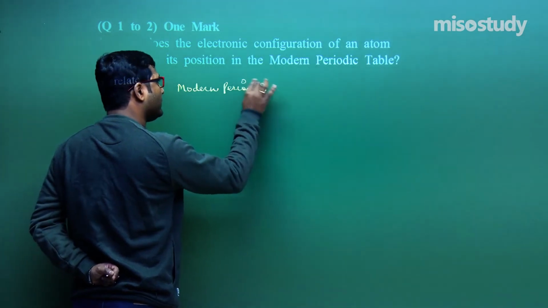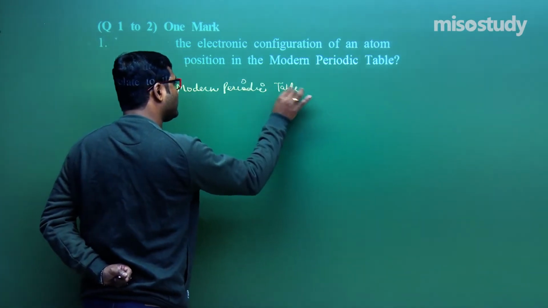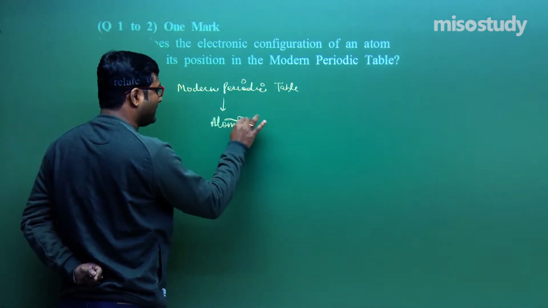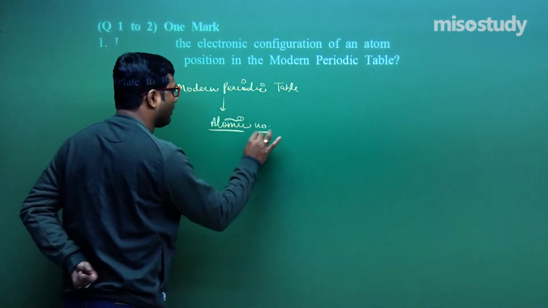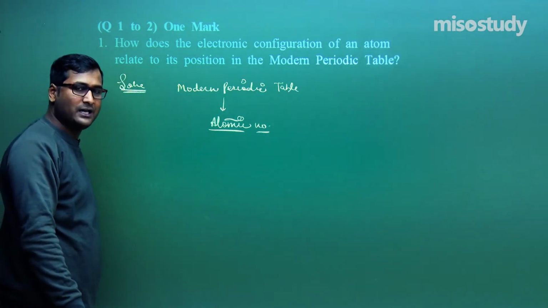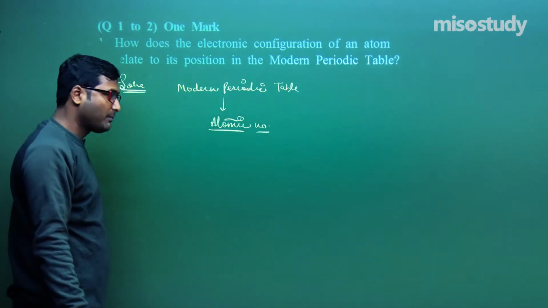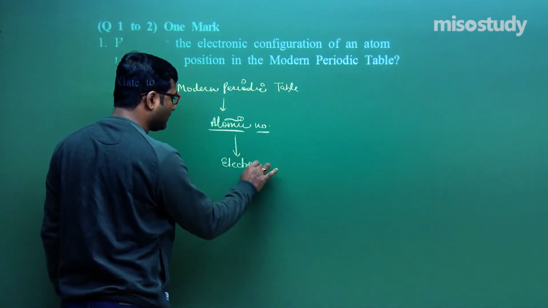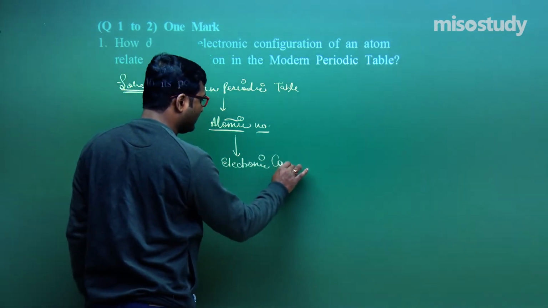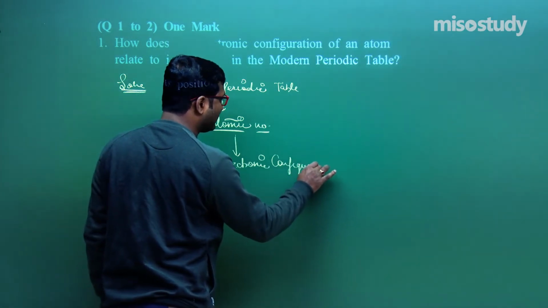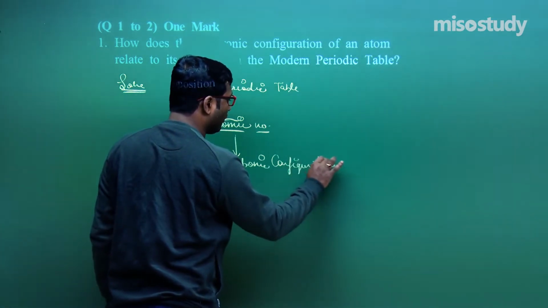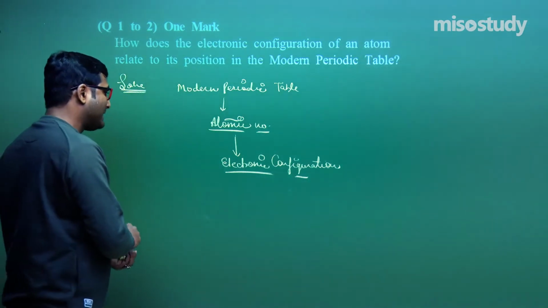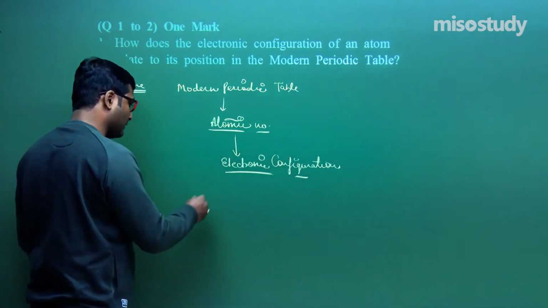The modern periodic table is based on atomic number, and as we know, atomic number is the number of protons. If the atom is neutral, then the number of protons equals the number of electrons, which ultimately leads to the electronic configuration. And in the modern periodic table, the atoms are arranged in order of their increasing atomic number. Clear? Now, similar electronic configuration.